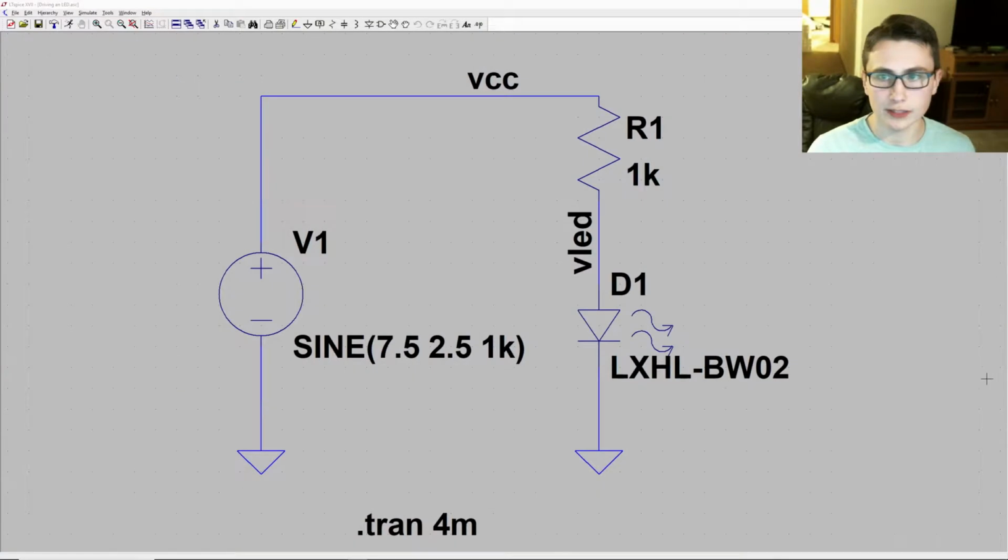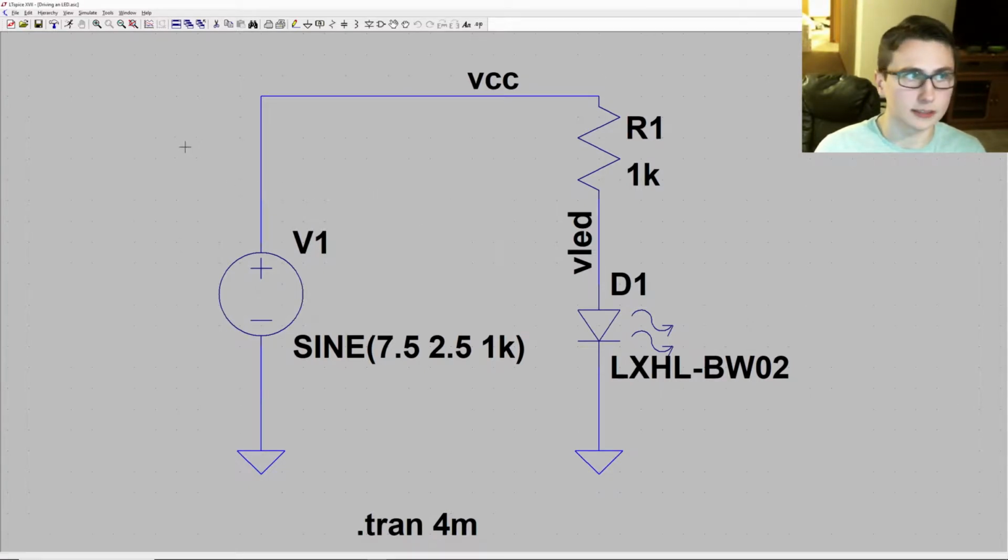The schematic you see on screen is a voltage source driving an LED with a current limiting resistor. This circuit is meant to demonstrate how the forward voltage changes with forward current, how the voltage applied to the LED nearly does not change as we change the input voltage, and why a current limiting resistor is required in this situation. Let's start from square one, the voltage source.